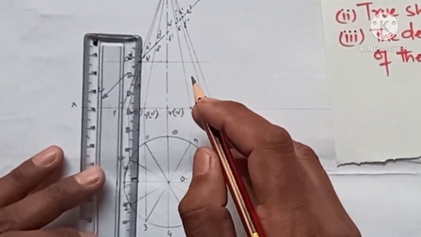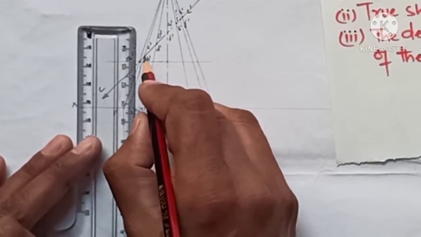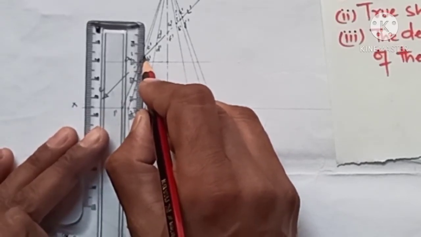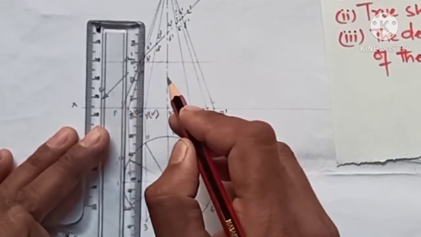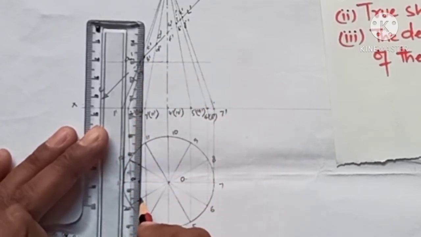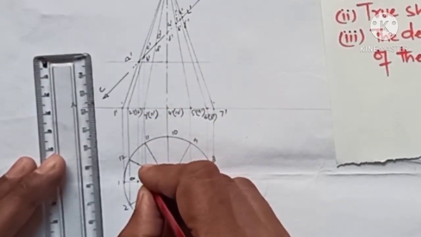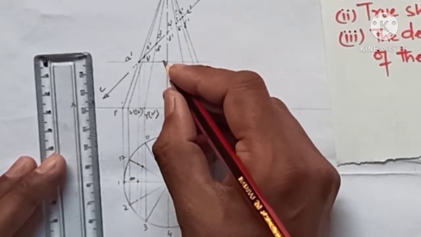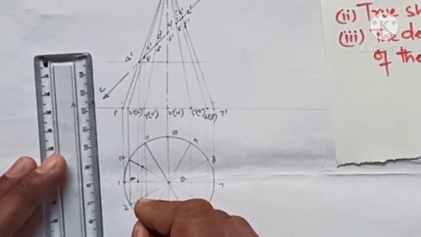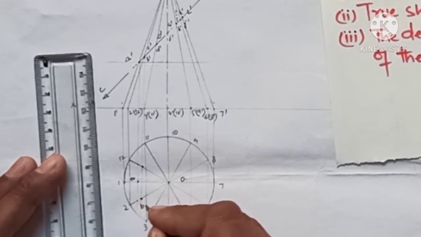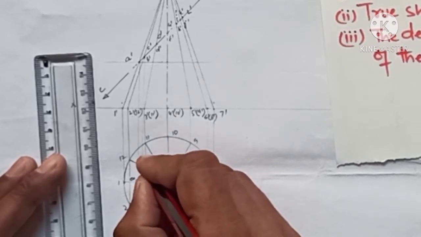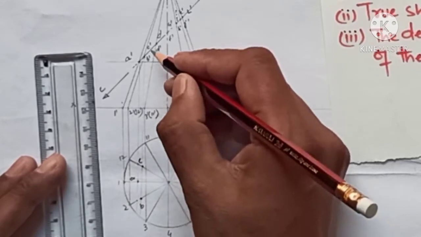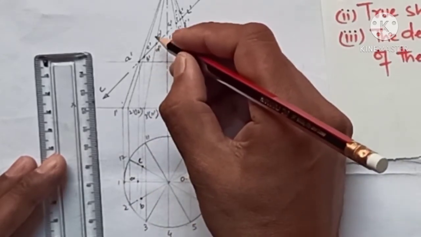Now let's move to this one, that is B prime and C prime. Let's see where it cuts. If I project this, it cuts the two generators. So let's say this is my B, and this is my C. Guys, are you following me? Okay, I hope you are following me.